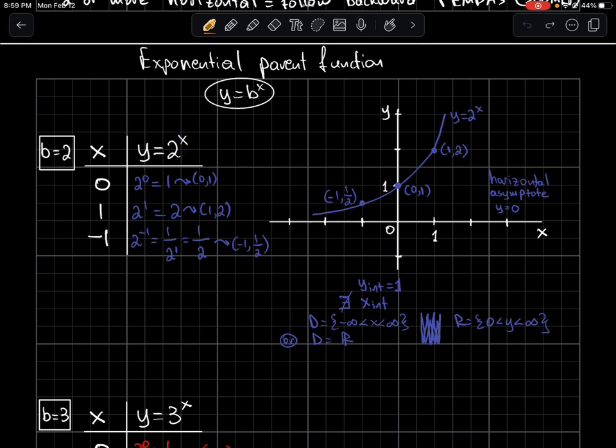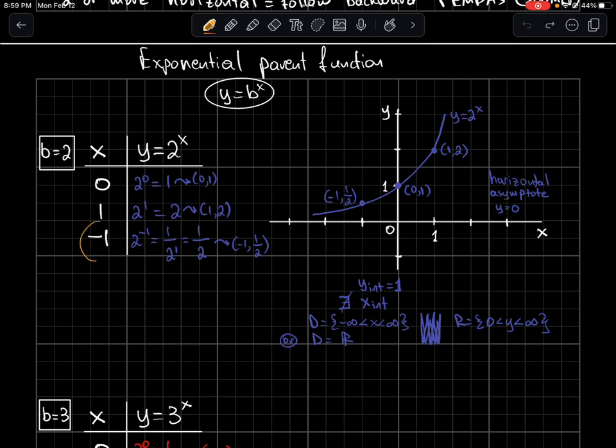Then the next step is to plug them in, so I get 2 to the 0, 2 to the first, 2 to the negative first. Now let's see what each one of those is. 2 to the 0 power is 1. So that gives me the point (0, 1). Let's write it here. Next is 2 to the first. 2 to the first is telling me to multiply the base, which is 2, by itself 1 time, so that's just 2. So I get the point (1, 2).